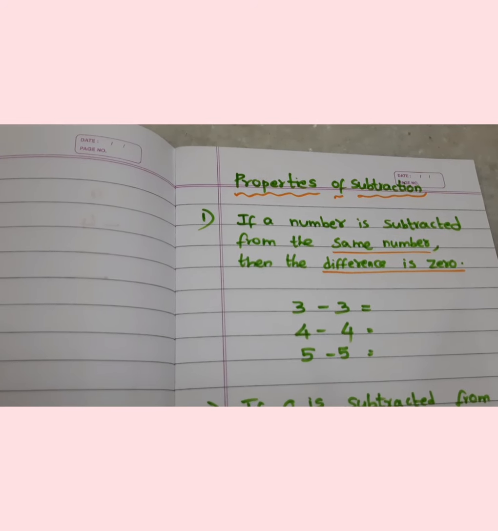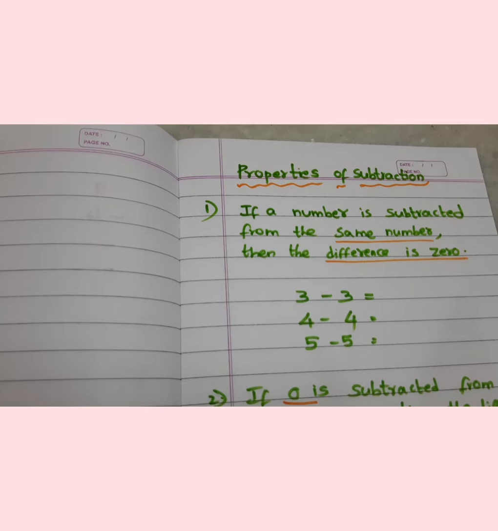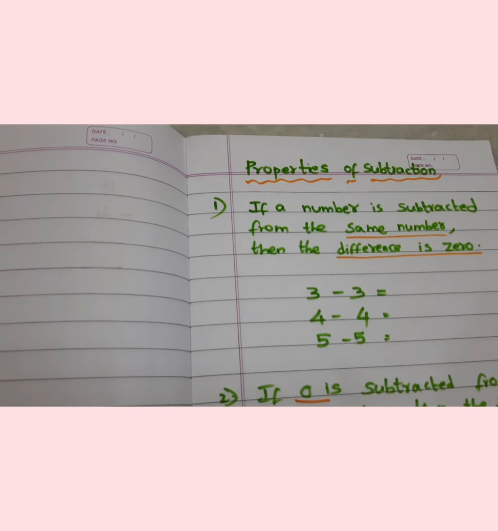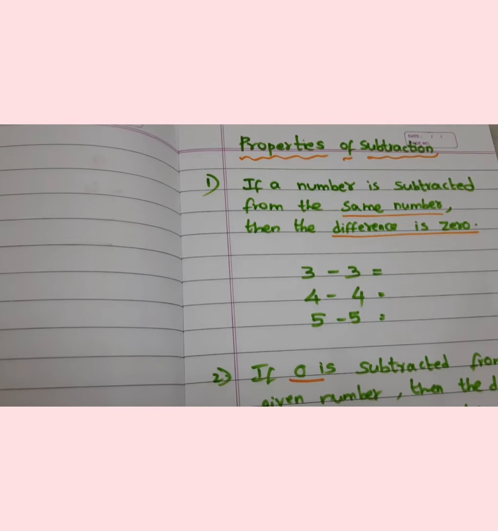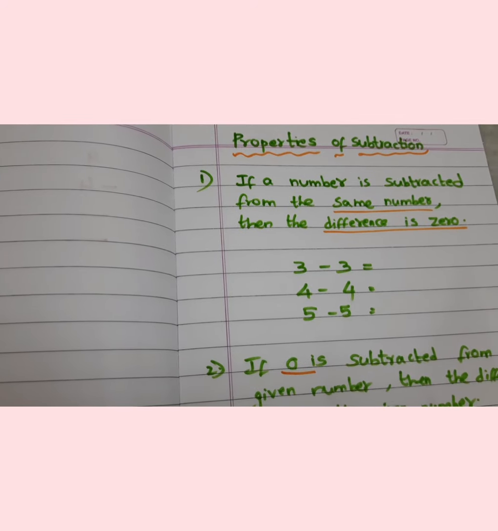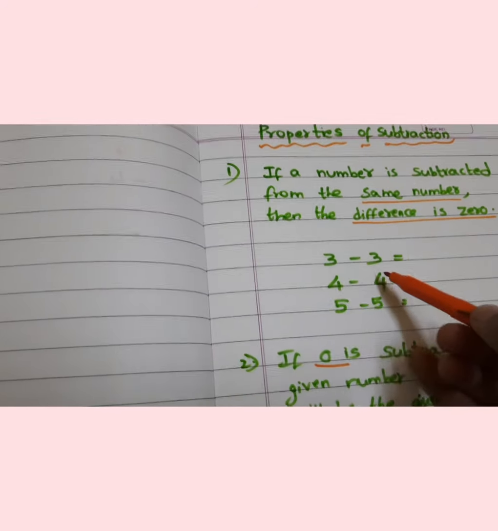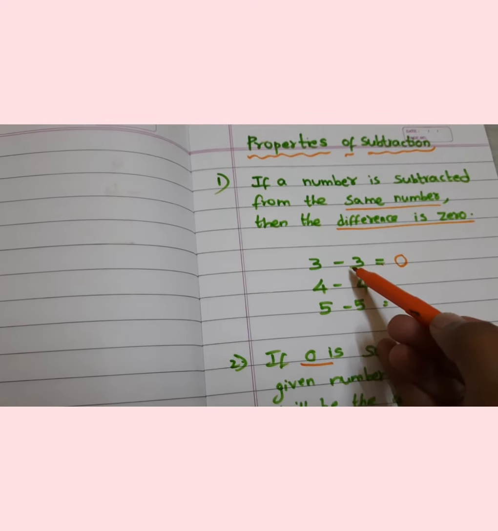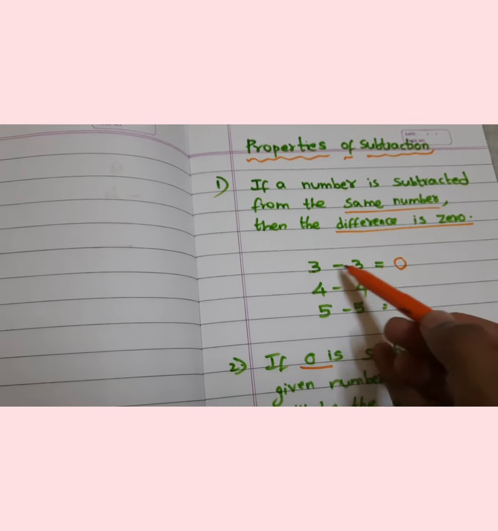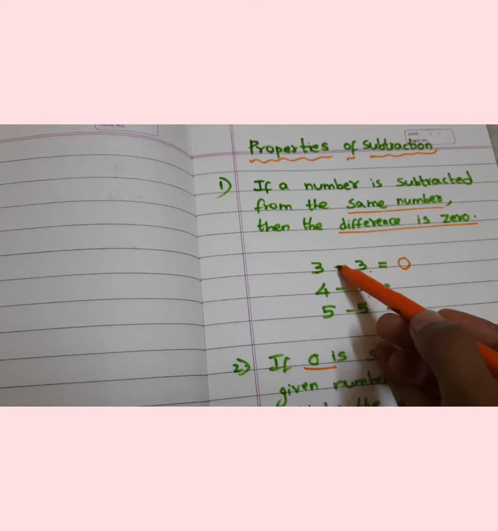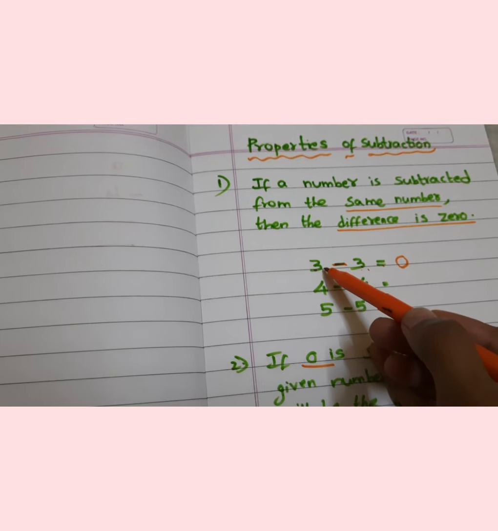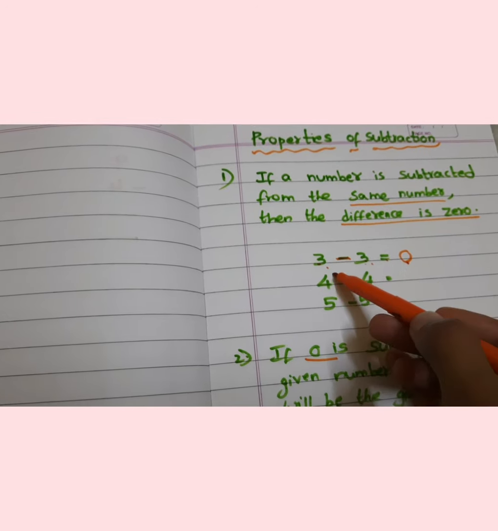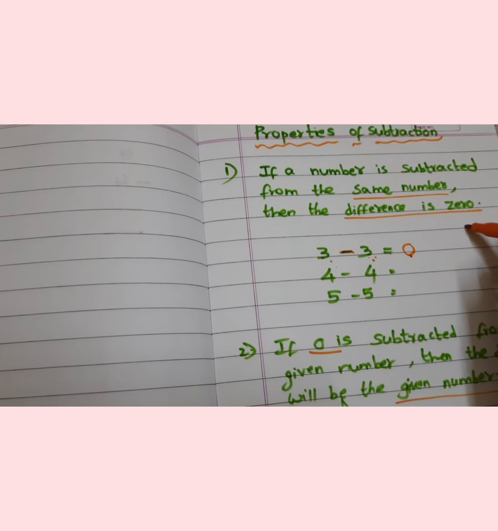Now we will learn the properties of subtraction. These are very important, children. These are the basics for first class students. If a number is subtracted from the same number, then the difference is 0. 3 minus 3 equals 0. Both are the same numbers, and minus means subtraction.